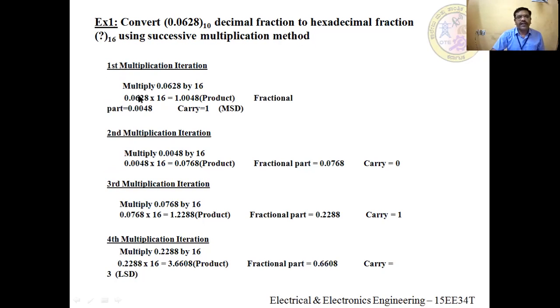So first, let us discuss the first multiplication iteration. Multiply 0.0628, this is the given fractional decimal number, by 16. Why are we multiplying by 16? Because this is the required fractional base. Okay, we are multiplying it by 16.